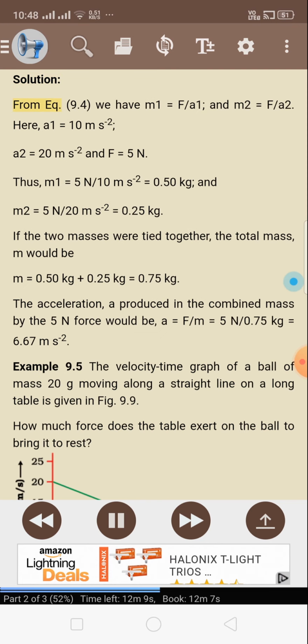Solution. From Eq. 9.4, we have m1 = F/a1 and m2 = F/a2. Here a1 = 10 m/s², a2 = 20 m/s² and F = 5 N. Thus m1 = 5 N / 10 m/s² = 0.50 kg and m2 = 5 N / 20 m/s² = 0.25 kg.